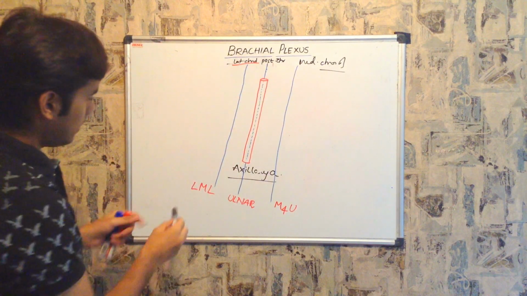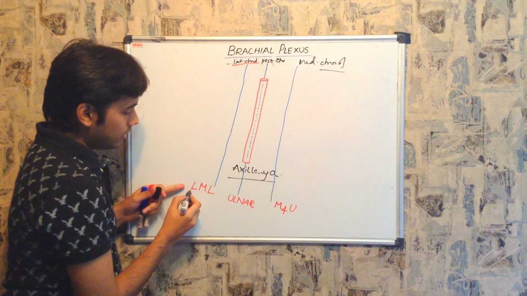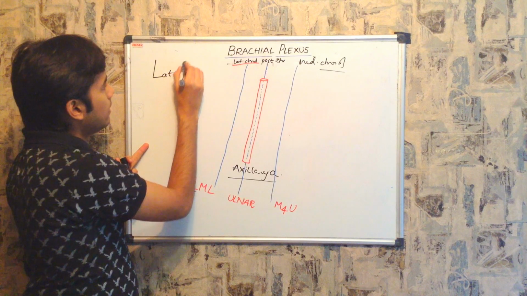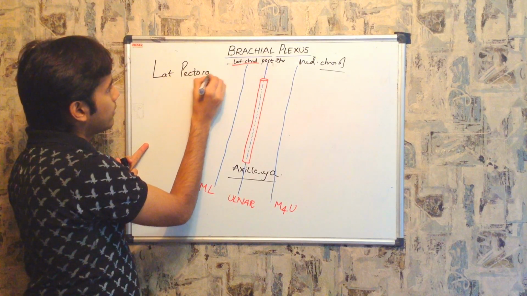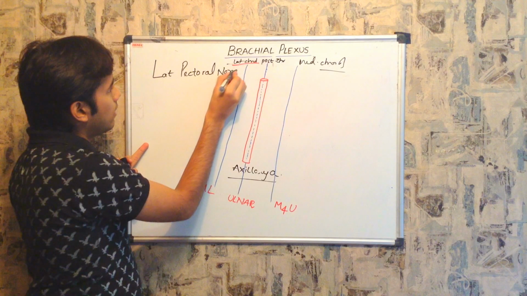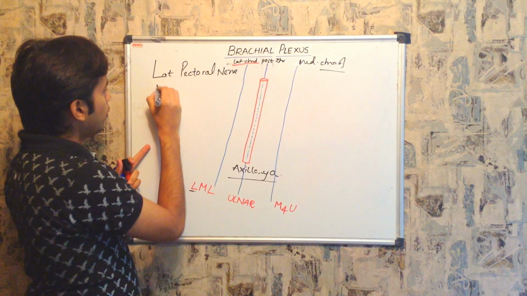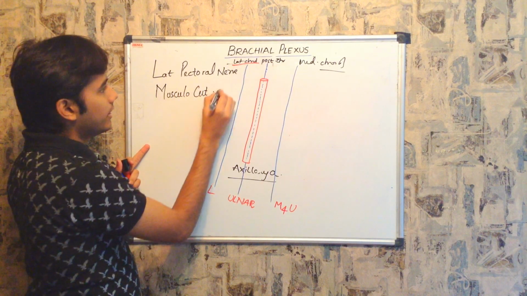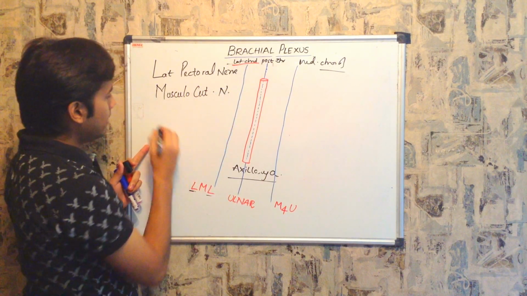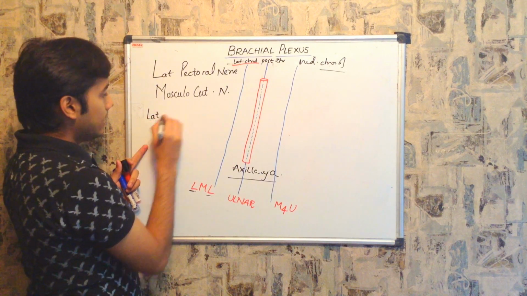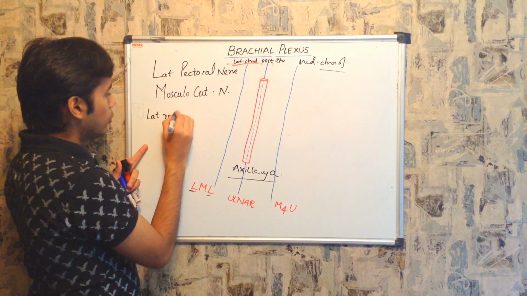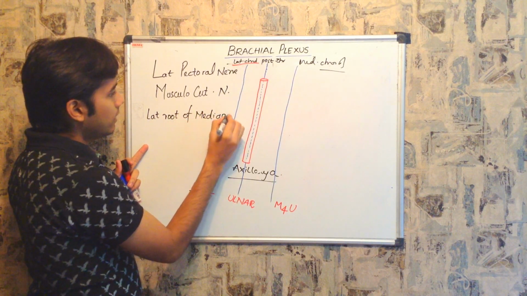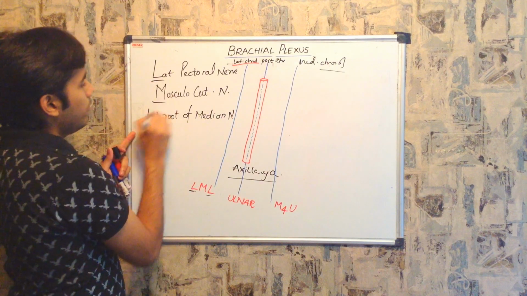The lateral cord branches are LML. L stands for lateral pectoral nerve. M stands for musculocutaneous nerve. And another L stands for lateral root of median nerve. L, M and L.